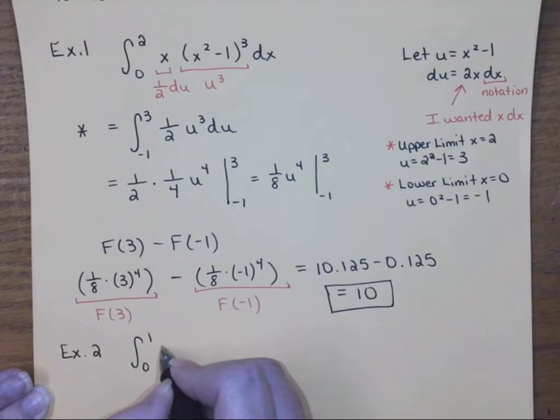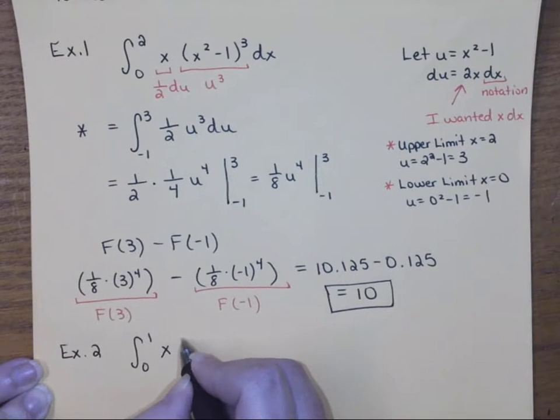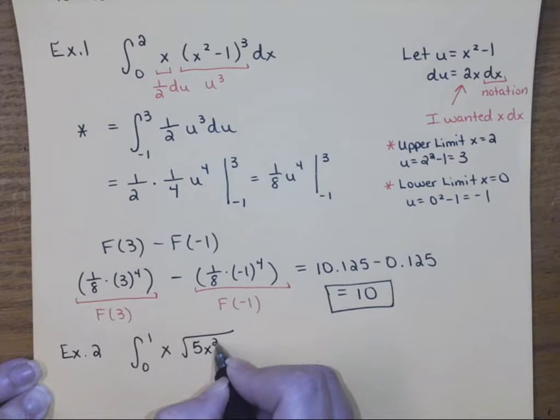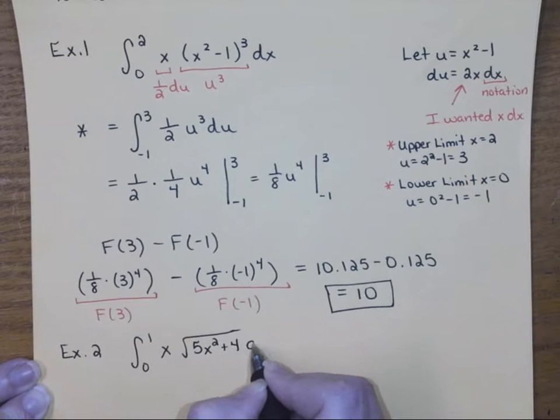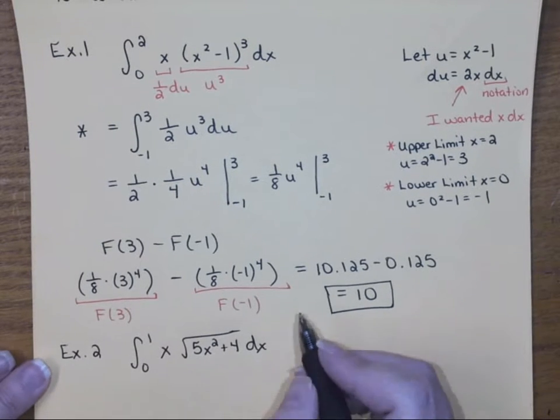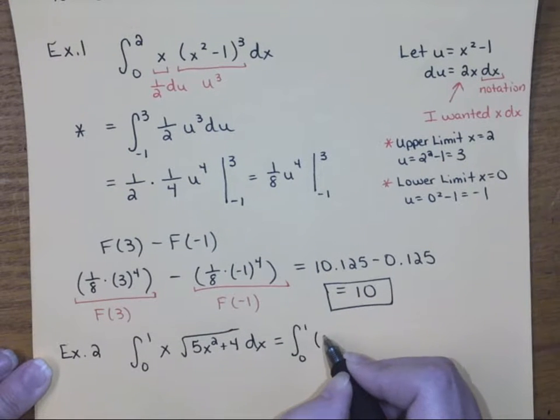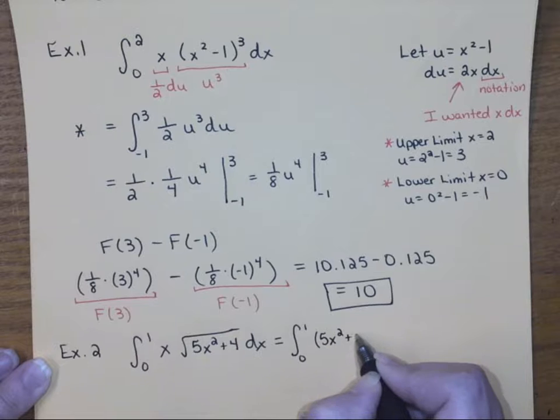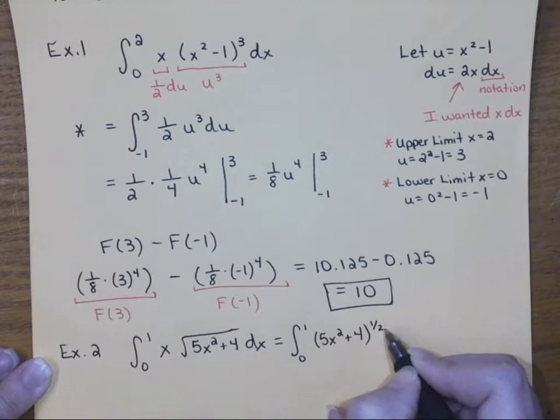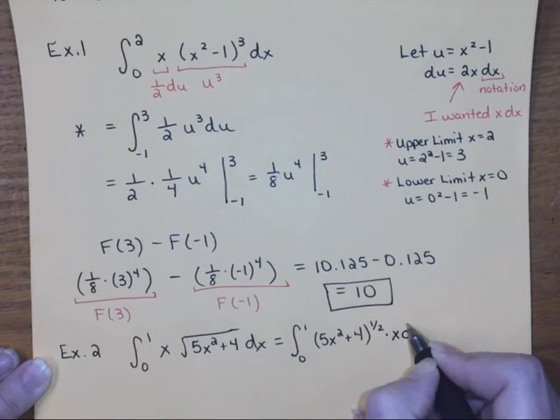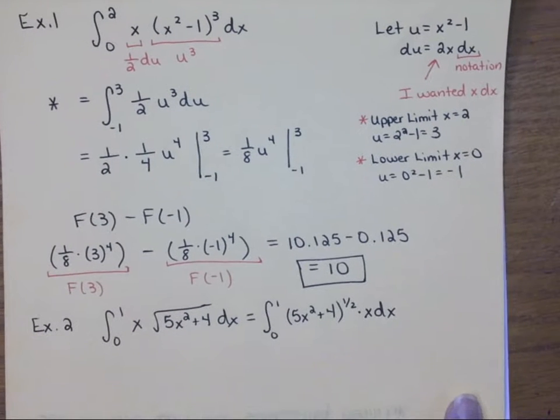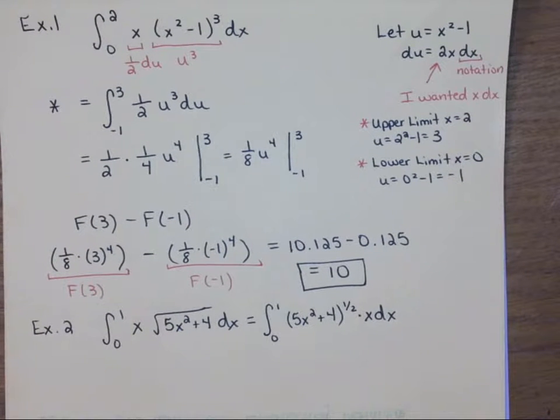So the integral from 0 to 1 of x times the square root of 5x squared plus 4 dx. We didn't do this on the last one, maybe we should do this on this one. Let's rewrite this. This would be the inside portion to the 1/2 power, and then times x dx. In other words, let's go ahead and rewrite that in exponential form and see if that helps us.